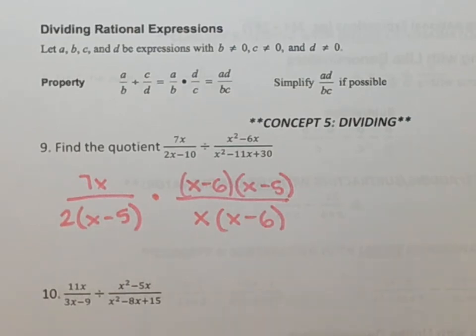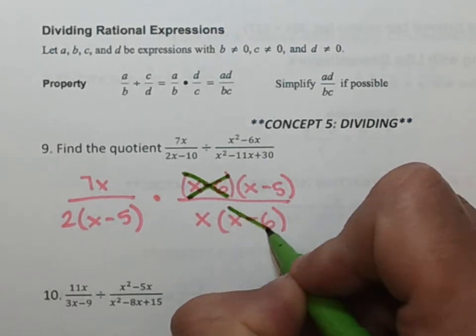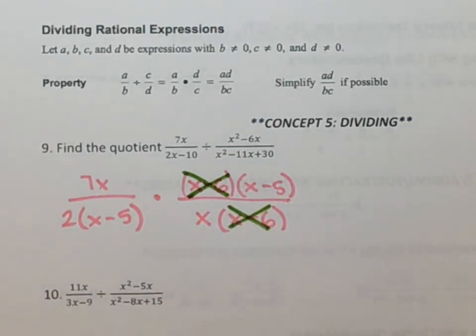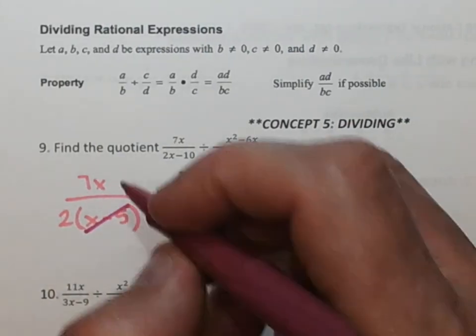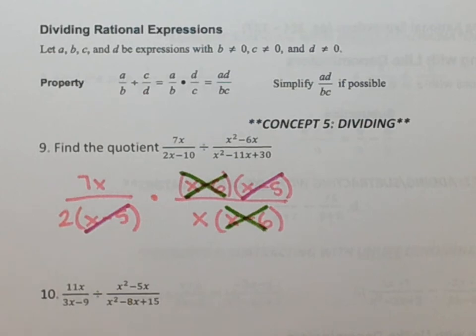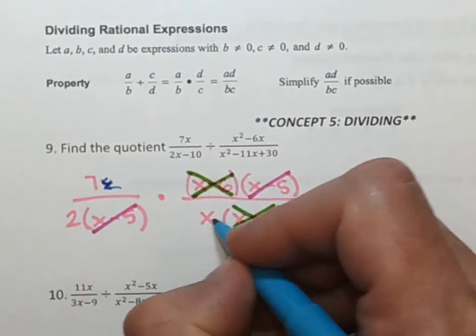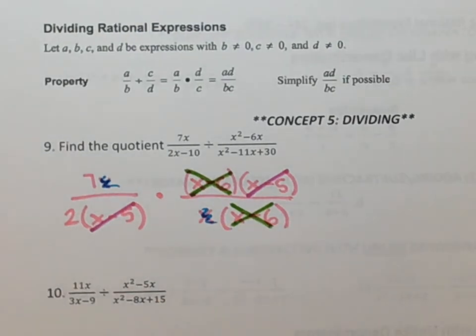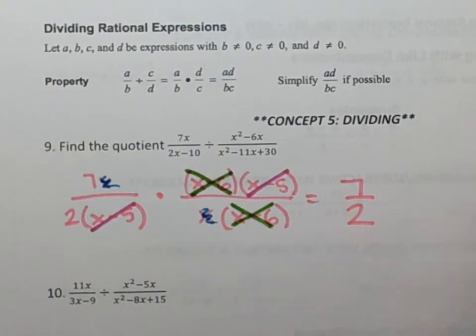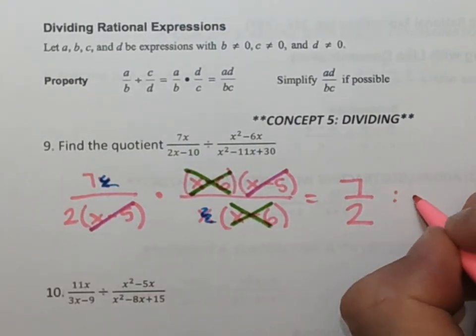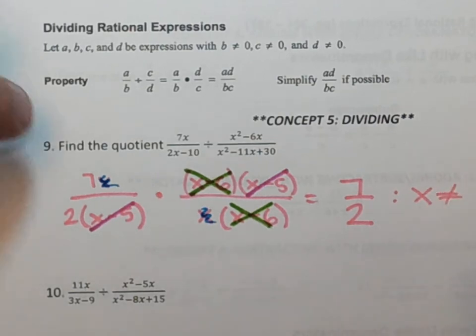Alright, look to simplify. Well, I can cancel out the x minus 6's. I can cross cancel the x minus 5's. I can cross cancel the x's here. And what is left? Well, just 7 over 2. And done.